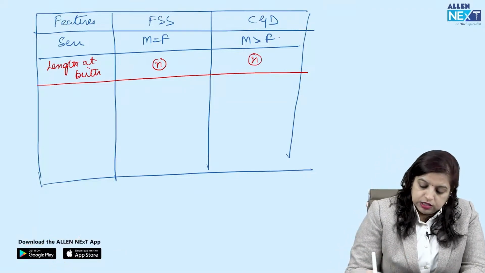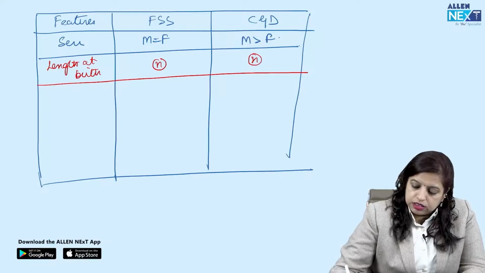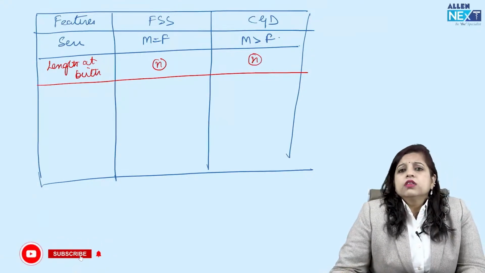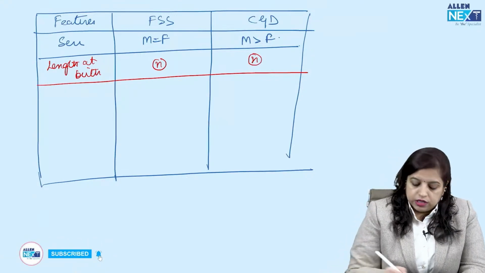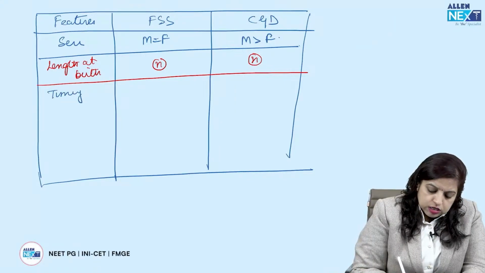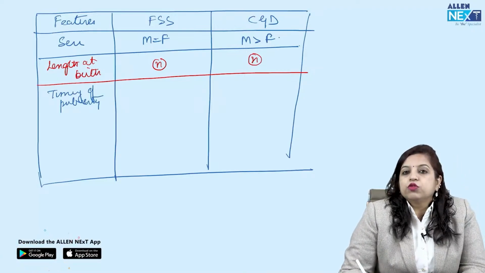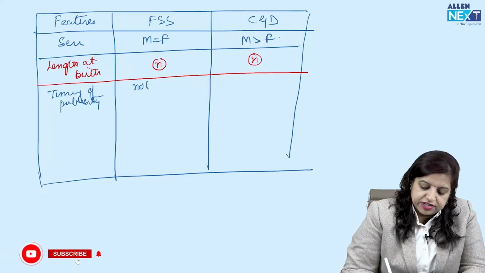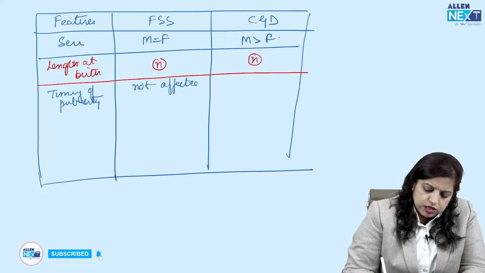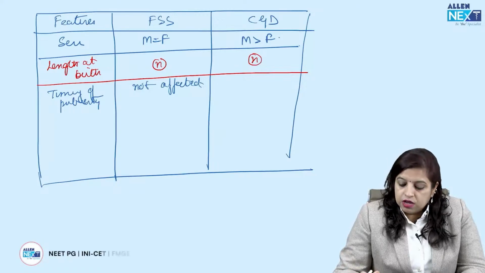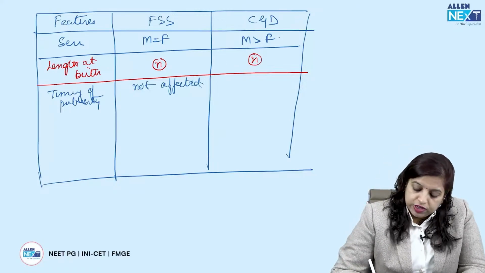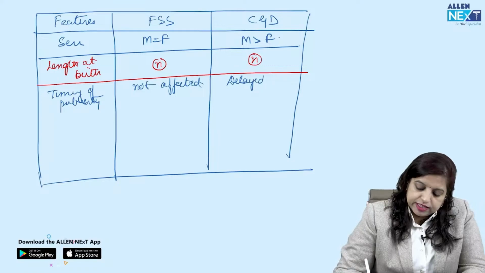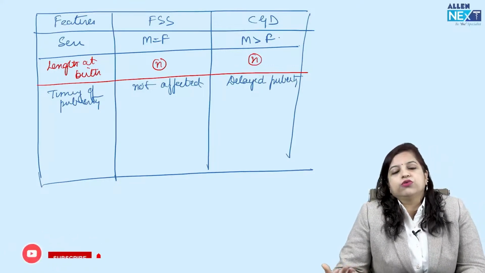Another difference between these two would be the timing of puberty. In familial short stature, the pubertal onset or the pubertal spurt will not be affected. That means the timing will be totally normal. It will come at the normal time. But in constitutional growth delay, what we get to see is delayed puberty, while the rest of the peer age group children are growing, catching up in their height.